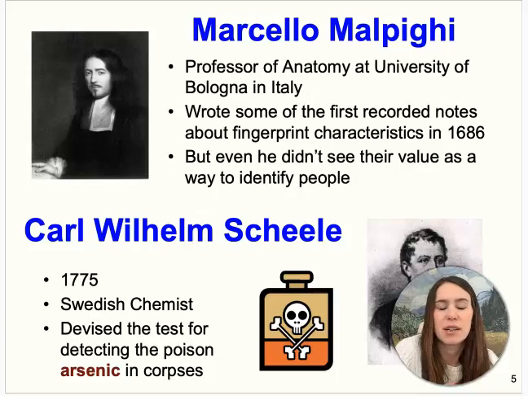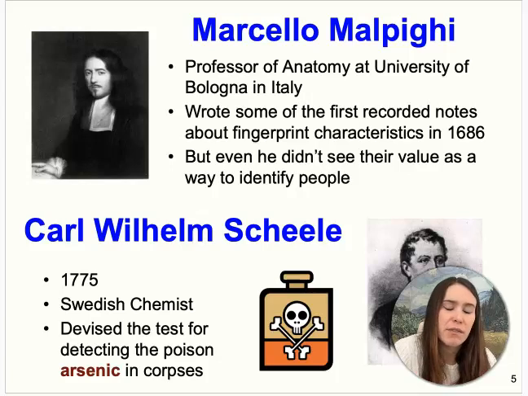Then we get into some more modern history times. So in the 1600s, we have the beginning of fingerprint characteristics. We have a professor of anatomy in Italy who is starting to notice that we have fingerprints. He didn't yet understand their application for forensics, but this is still a really big advancement in seeing that we have different fingerprints and everyone's fingerprints are unique.